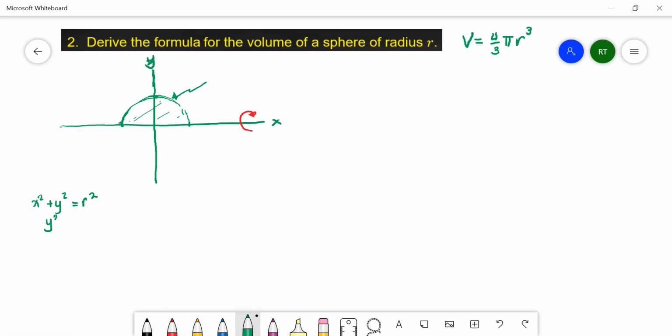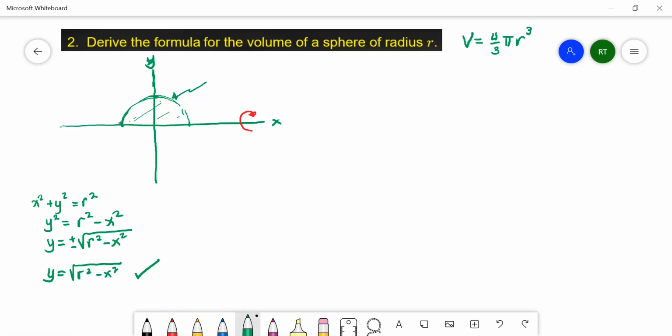So if we solve for y squared, it is equal to r squared minus x squared. And getting the square root of both sides of the equation, y is equal to plus or minus the square root of r squared minus x squared. But since we are just considering the upper semicircle, y is positive. So we will consider y is equal to positive square root of r squared minus x squared.